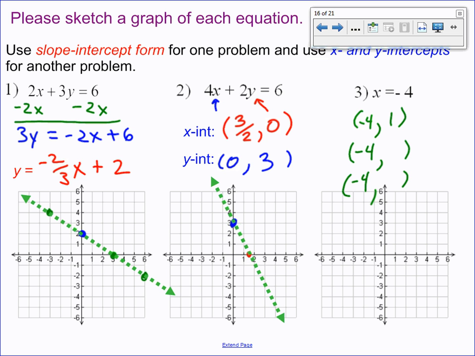Good. Like 1 or 2. Let's plot those. Negative 4 comma 1, negative 4 comma 2, or negative 4 comma 3. If I connect those, what kind of line would I have? Straight up or down, right? Vertical line. So an x equals equation is a vertical line, straight up and down. Does that make sense?